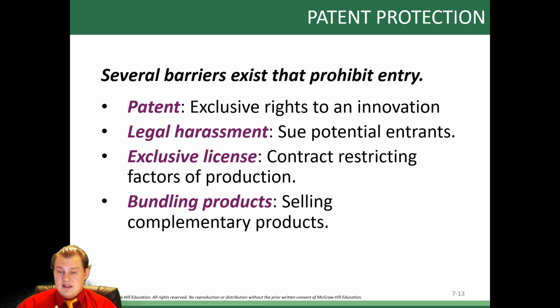Bundling products, selling complementary products. This is really interesting. For example, Comcast. What do they want to sell? They want to sell you phone, TV, cable, internet, you name it. The reason it works out so well for them is that one person comes in and installs all of it in your house.